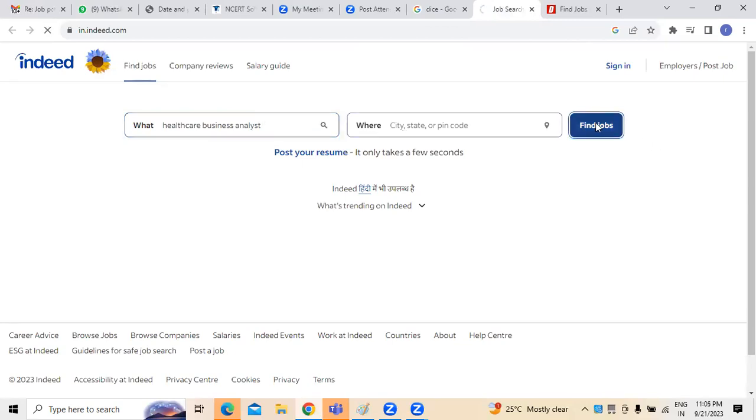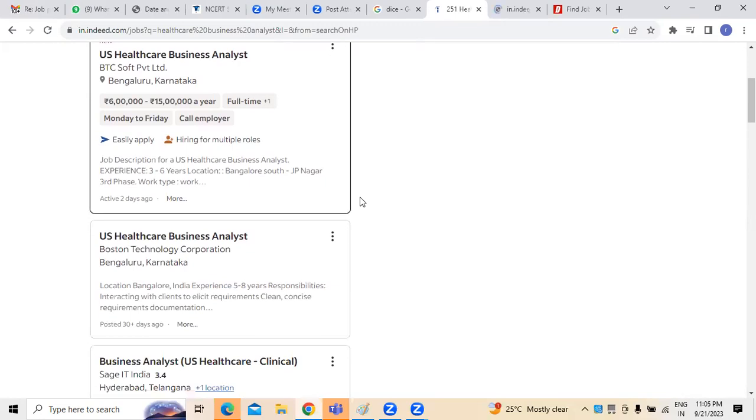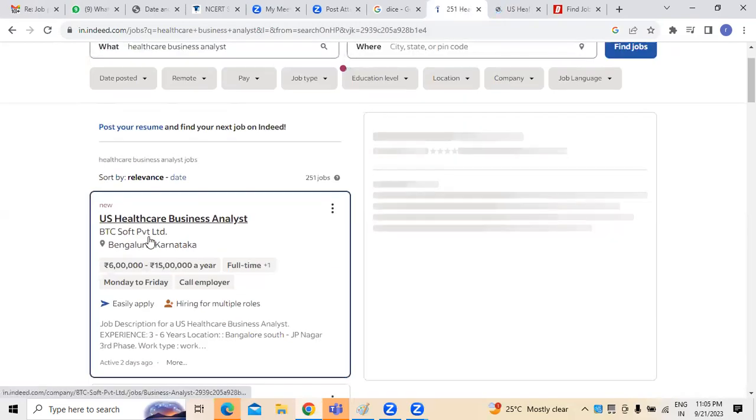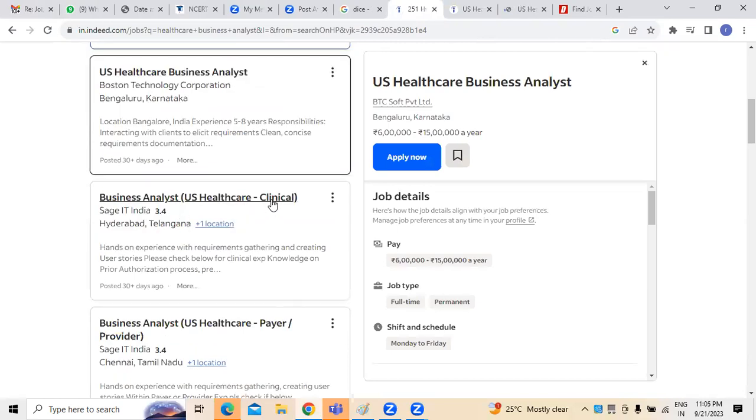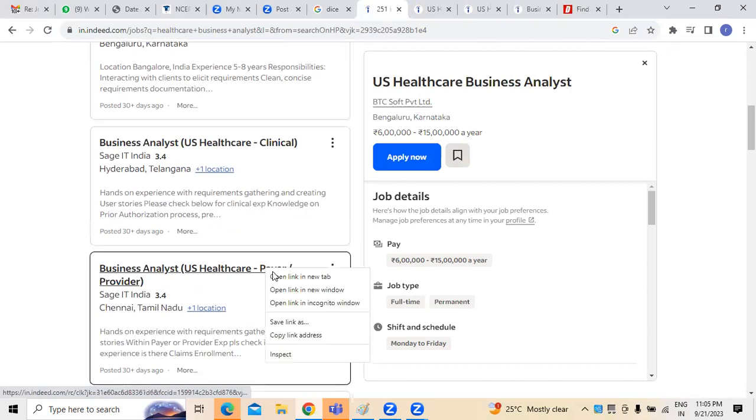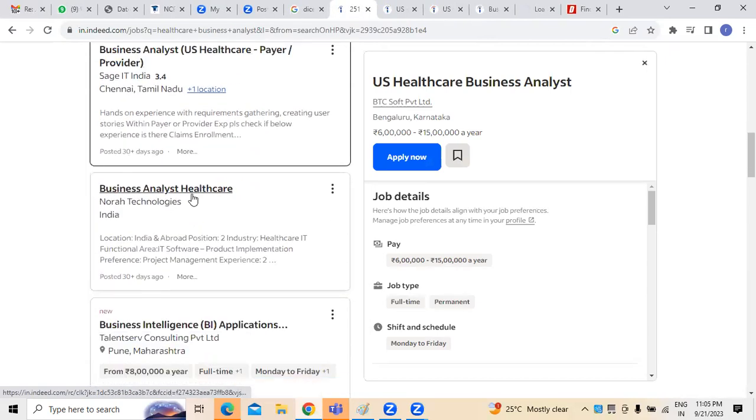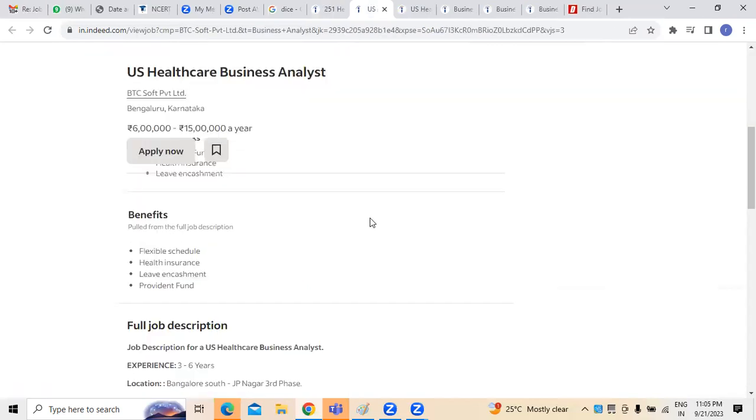US healthcare BA. Please see carefully. I am taking a few. One is Boston. Second is BTC. Clinical. This is the US healthcare clinical side. This is the payer side. These are the job profiles which are closely related to you.